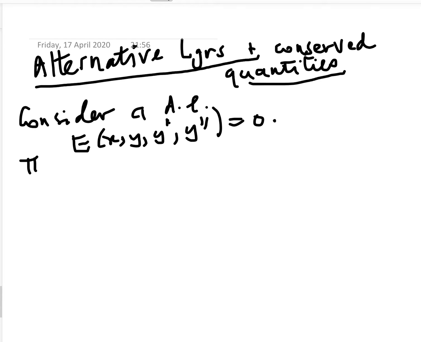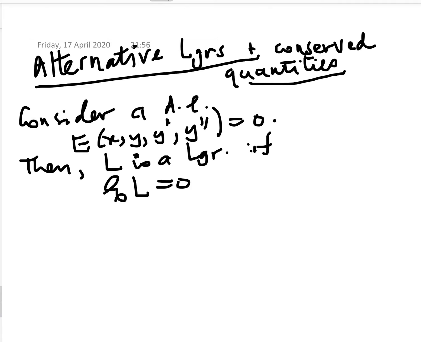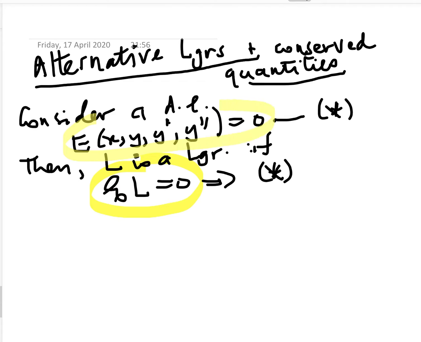Then we said L is a Lagrangian if the Euler Lagrange equation, if E of L equals 0 implies the differential equation. Let's give the differential equation a name, star. That means EL equals 0 implies star. That is, EL equal to 0 is equivalent to the equation star.